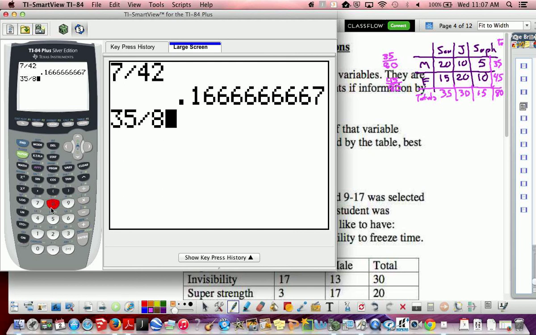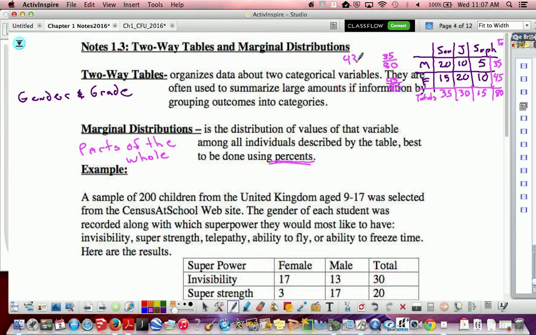35 divided by 80, 43.75%. So I could say 43.75% are males, while 56.25% are females in this table. I could do the same thing for seniors, juniors, and sophomores and take a look at those distributions. So marginal distributions, again, parts of the whole, because we're going to talk about conditional distributions in a little bit.